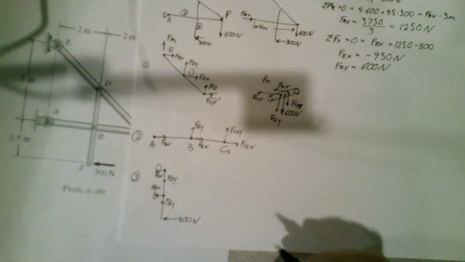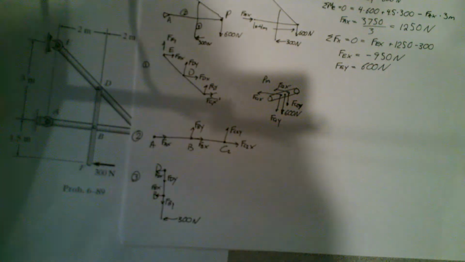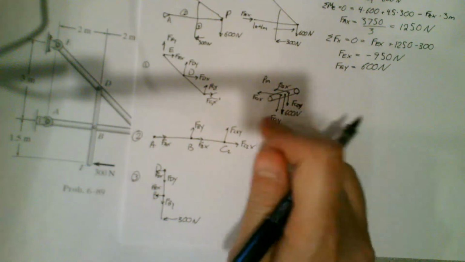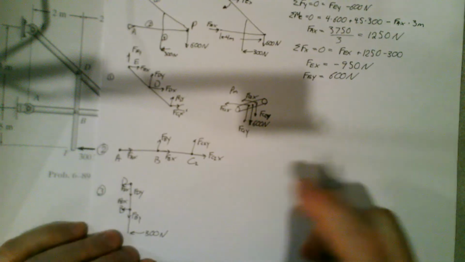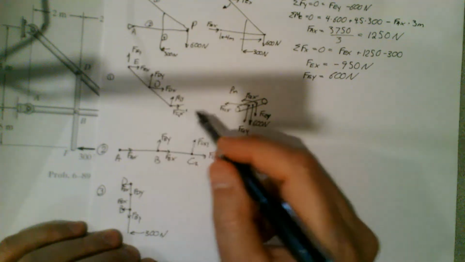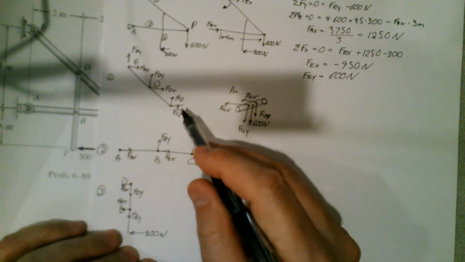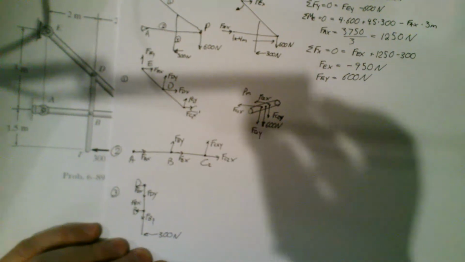FDY. All right. So now you'll see we got the 4 different bodies that go with this, and that we'll be able to sum up each of these, sum up the forces in the X and the Y.